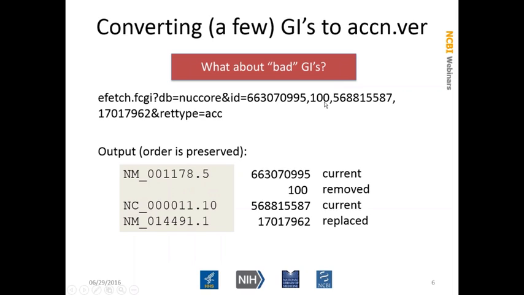So if 100, for example, is no longer a valid GI number, the record was removed, so if you do that, you would get a blank in your output. So that all works fine if you have a small number.